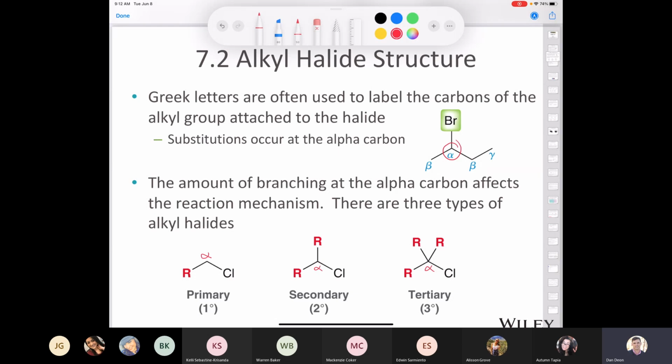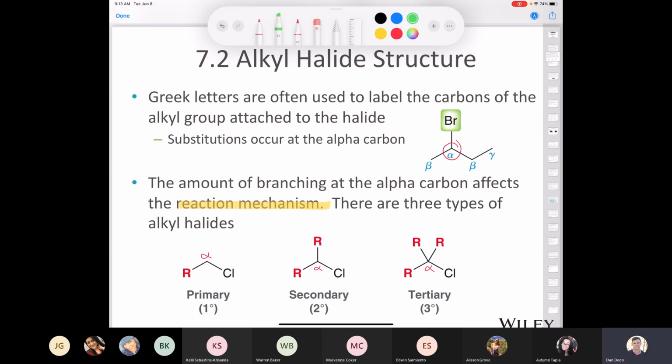But the amount of branching at that alpha carbon is what's going to affect the reaction mechanism. So you have to understand the branching to understand, is this going to be an elimination reaction? Is this going to be a substitution reaction? So you're going to see that we're going to analyze things in terms of the substitution at the alpha carbon all the time. There are 3 types of alkyl halides that you need to be familiar with.